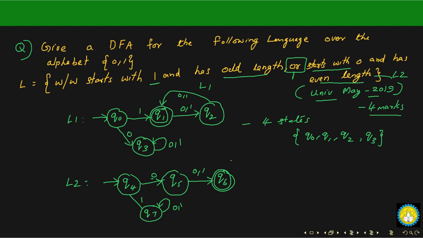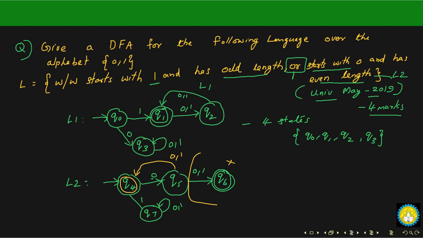Now, is it possible to avoid Q6 and then say I will move from Q5 to Q4 upon seeing a 0 or a 1? So I will cut this portion, and then I'm saying upon seeing a 0 or 1, I will move to Q4 and I mark Q4 as a final state. Is it possible? So you have to carefully look at the question.